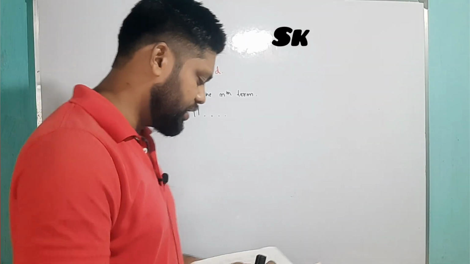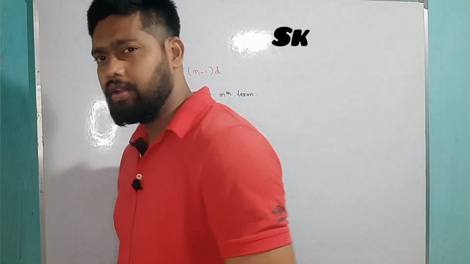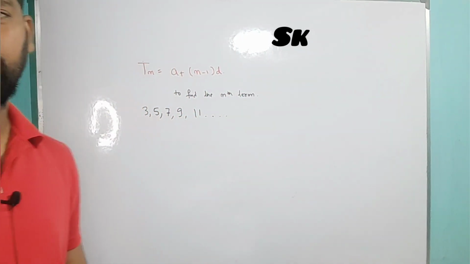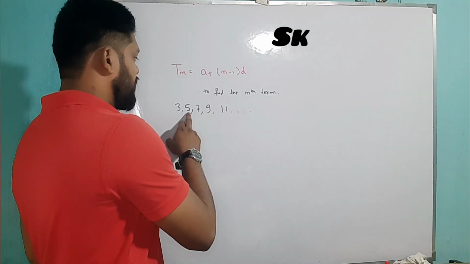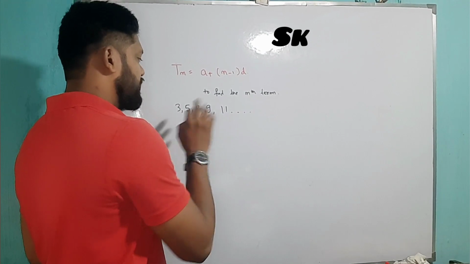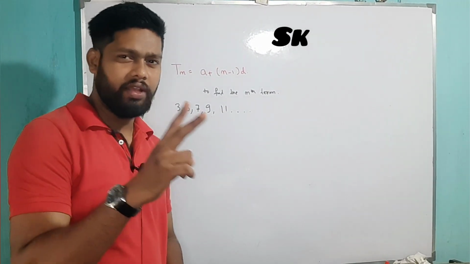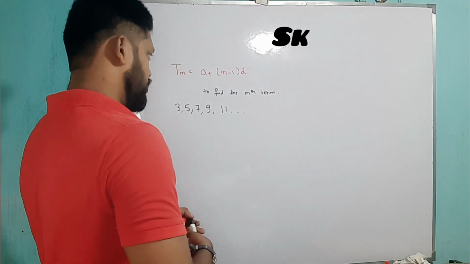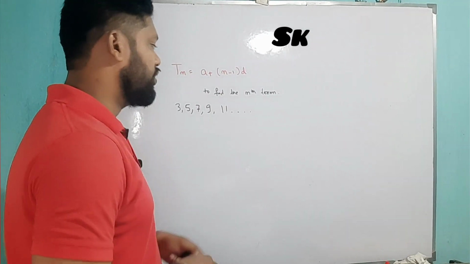They already said that it's an AP. If you see the numbers clearly, they are in AP only. 5 minus 3 is 2, 7 minus 5 is 2, so there is no need to find it out. They are asking you to just find the nth term. Now what do you mean by the nth term? First, I have already explained what the first term is and how to find the common difference.